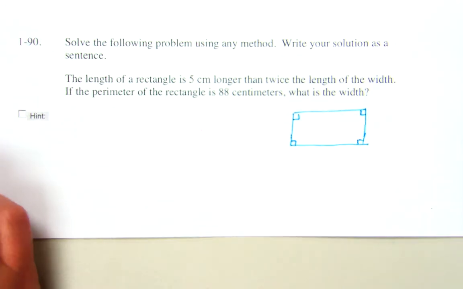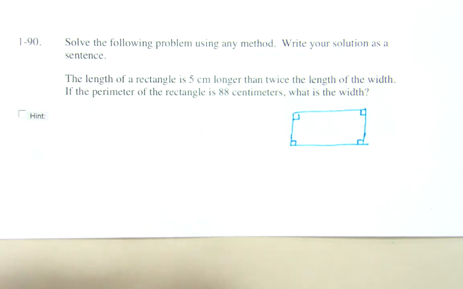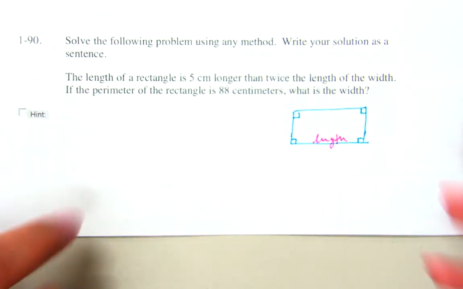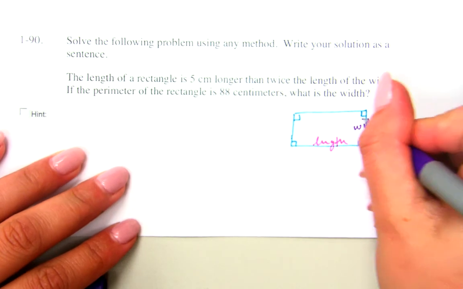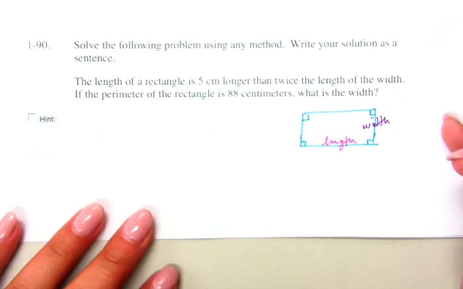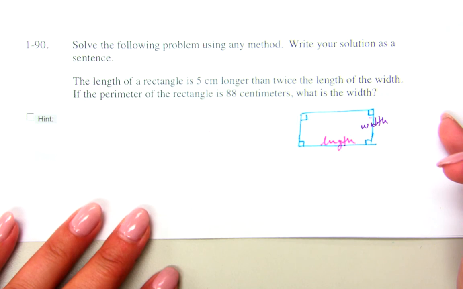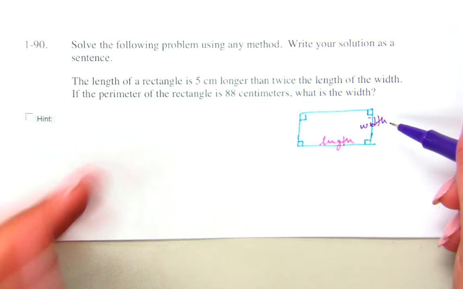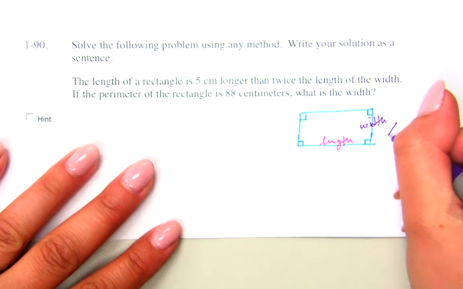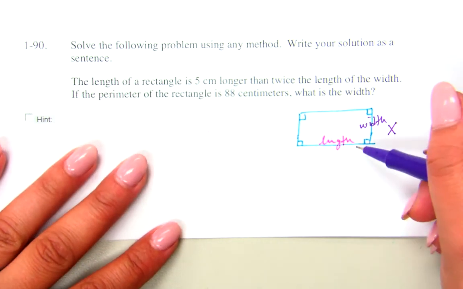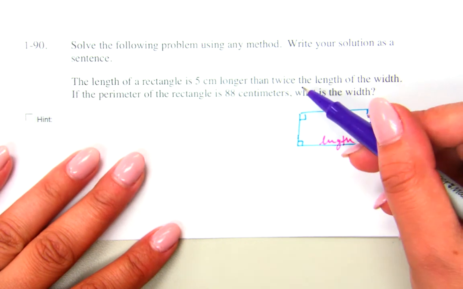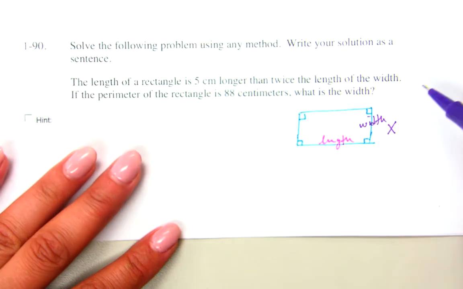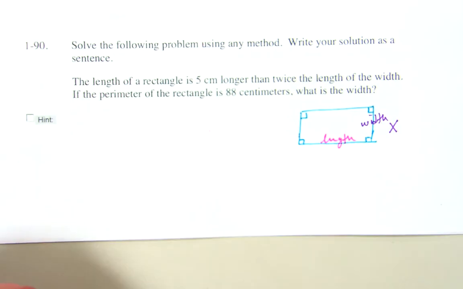The length I'm going to put along here, and my width is going to be down here. Length and width. The length of the rectangle is 5 centimeters longer than twice the length of the width. Well, I don't know what the width is, so let's just say it's x. But I do know that the length is twice the length of the width and an additional 5 centimeters.